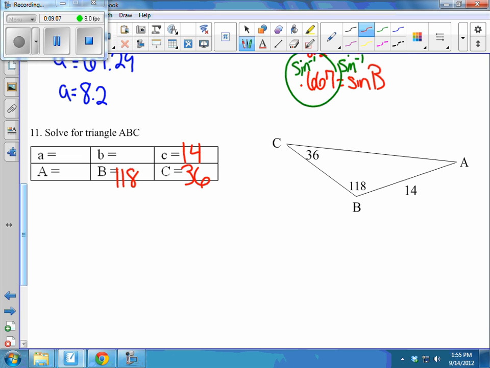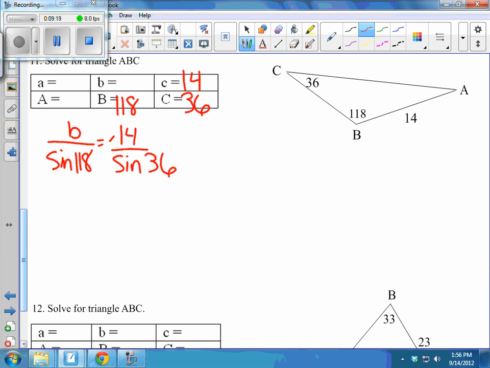Which side will I go for first? I have to go for B. I don't have a choice. So it's going to be B with sine of 118, and then 14 with sine of 36. I'm going to go to my cross products. First, 14 times sine of 118. And when I do that, I get 12.36.